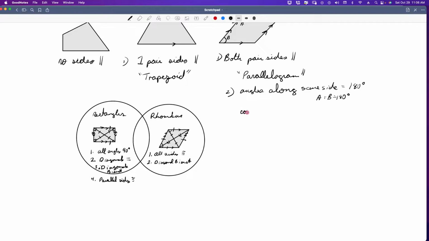So consecutive angles is the same thing as angles along the same side. So that's another way to say that. That is the more geometric and mathematical way to say angles along the same side, consecutive angles. Angle 1, angle 2, angle 1, angle 2. When you add those pairs together, you're going to get supplementary angles. And we know that supplementary is equal to 180. Right? So that's your rule for that.